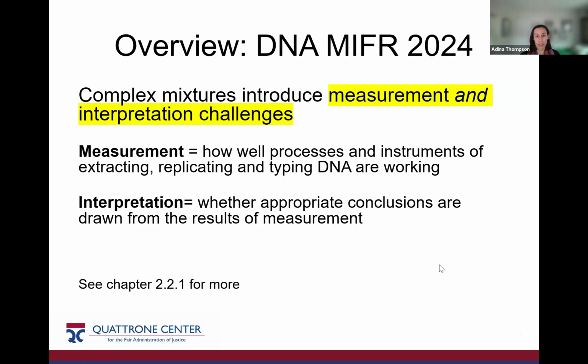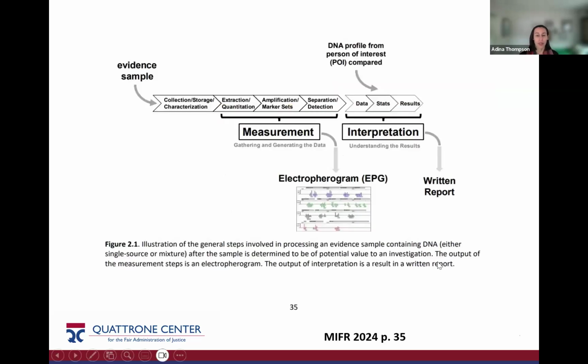Interpretation has to do with whether the conclusions that are drawn from measurement are appropriate. To explain this a little bit better, we can look at this chart. Here, all the way on the left, we see evidence sample collection, storage, characterization. So that's picking something up from a crime scene. Moving forward, we have all of the wet work involved in DNA testing to gather the data. That's our measurement portion: extracting the DNA, figuring out how much is there, making more of it, creating the electropherogram. And the end of the measurement process is that electropherogram, which you see linked down here.